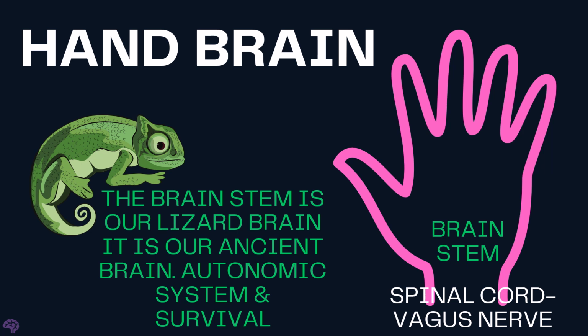And then at the bottom of our hand where our palm is, that's like our brainstem. And this is our ancient brain. This is what I call our lizard brain. This is where our autonomic system is, where we breathe and we regulate our temperature. Those are all automatic things that our autonomic system does, instincts that we don't even have to think about. They're what helps us survive. So this is our survival brain, our lizard brain.